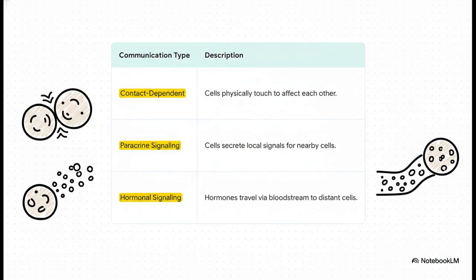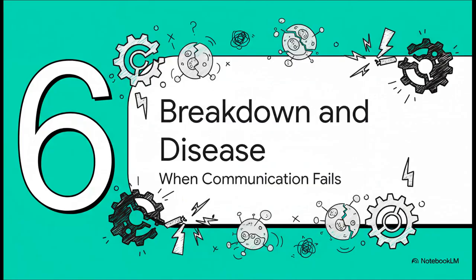And all that talk we mentioned happens in a few key ways. Sometimes it's direct physical contact, where cells literally have to touch. Other times, a cell will send out a chemical signal that only affects its immediate neighbors. That's called paracrine signaling. And then, for the long-distance calls, you've got hormonal signaling, where special cells release hormones that travel all the way through the bloodstream to reach targets far, far away. It's an amazingly complex network.